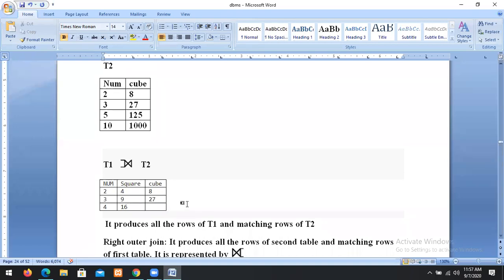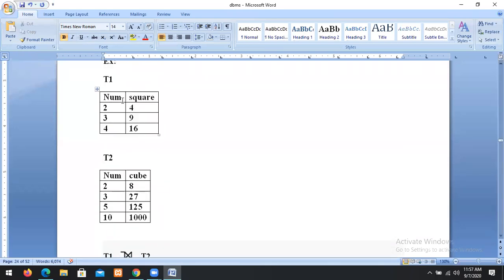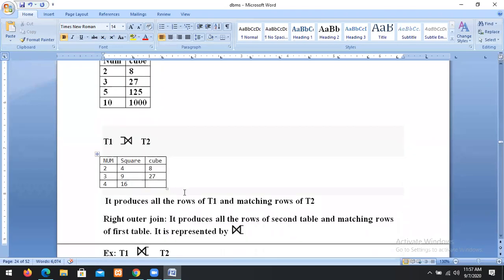Suppose if I use T2 left outer join T1, then all the rows of T2 and matching rows of T1 will be selected. All the rows. Suppose if I use it like this.